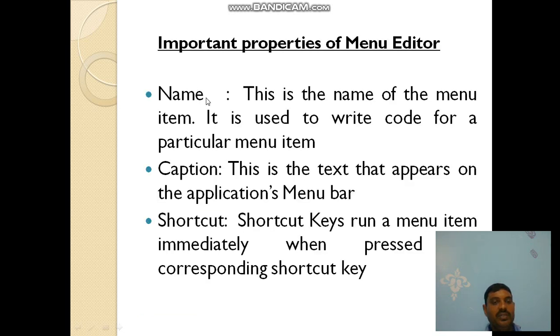The first one is the name. This is the name of the menu item. This option is used to give a name to the menu item, to access it and to write code. The next one is caption. This is the text that appears on the application's menu bar. Just like we see the File menu, with Open, Save. Those are all the captions that appear as text on the menu.